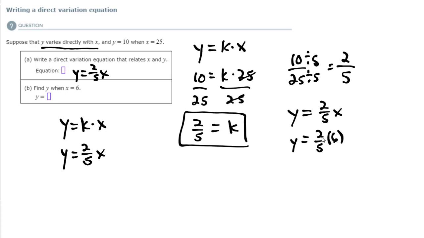And now I have to just simply multiply. 6 times 2/5. How much is that? Well, I would get 12/5. And that's my answer. So I take that answer and I put it over here. Y equals 12 over 5.